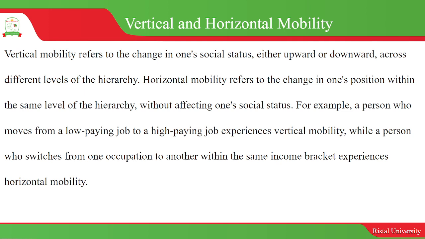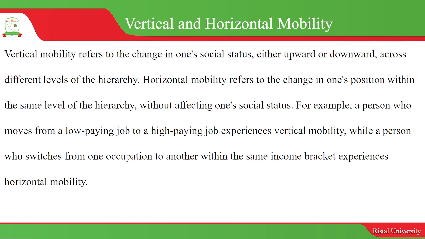And then there are two terms that you also need to look at: vertical mobility and horizontal mobility. Vertical mobility is when there is a change in one's social status, when either you're moving upwards or you're coming downwards across the different levels of hierarchy. So if you get a job of 5,000 and you have been getting 500, that is a vertical movement. You have moved upwards. But if you have a job of 5,000 and then you lose it and get a job of 1,000, that is also vertical movement, but it is downwards.